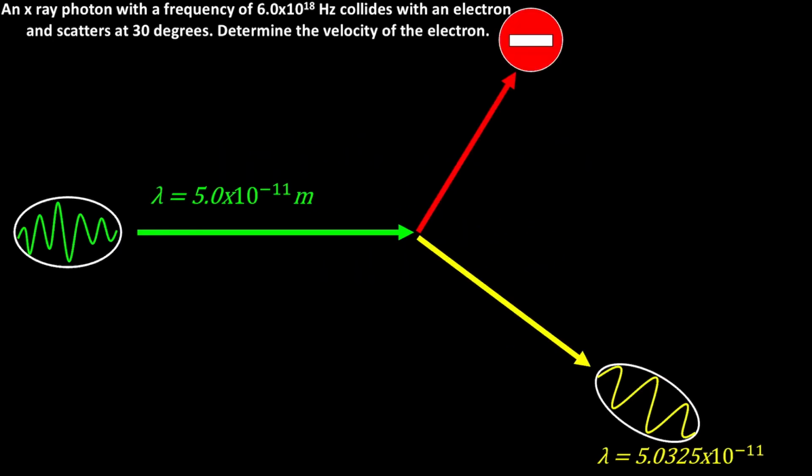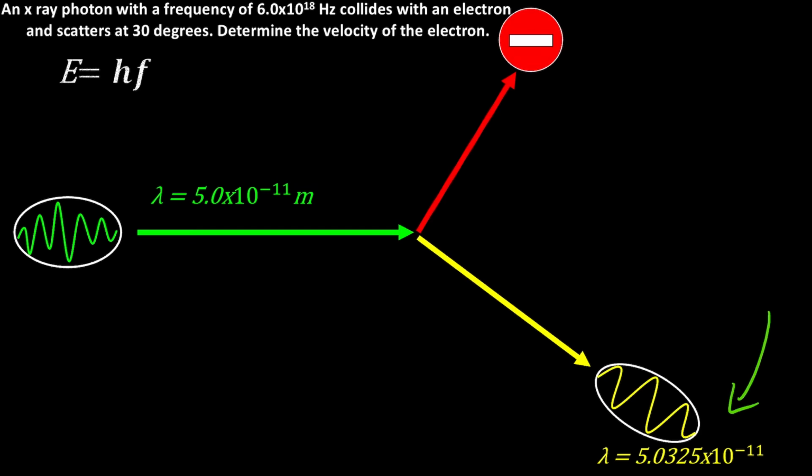We could also use energy, which, if we've already done the step of determining what the photon is going to look like after the collision, I think is a little bit easier because we don't have to use angles. So now let's do the calculation with energy. I'm going to start at this point when we've already determined the wavelength of the photon after the collision.